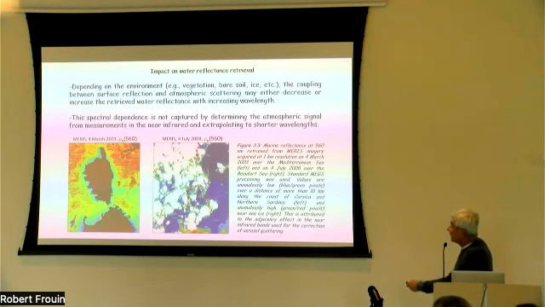So this is an example of impact on the water reflectance retrieval. It's important to notice that depending on the environment, which can be, for example, vegetation, bare soil, ice, etc., the coupling between the surface reflection and atmospheric scattering may either decrease or increase the retrieved water reflectance with increasing rate. And you have an example here, the coast of Corsica.